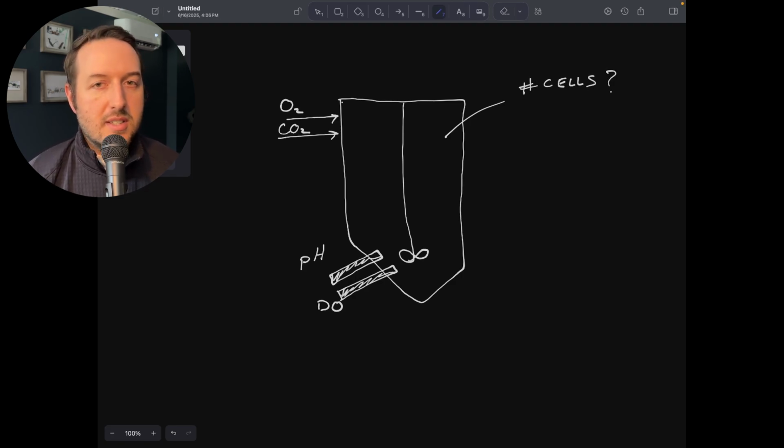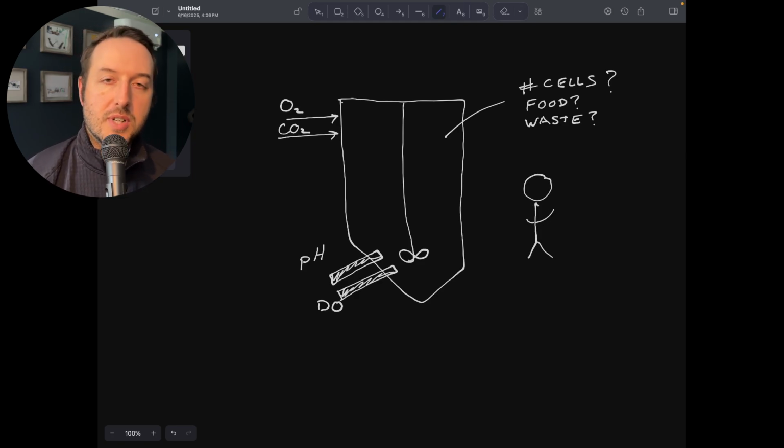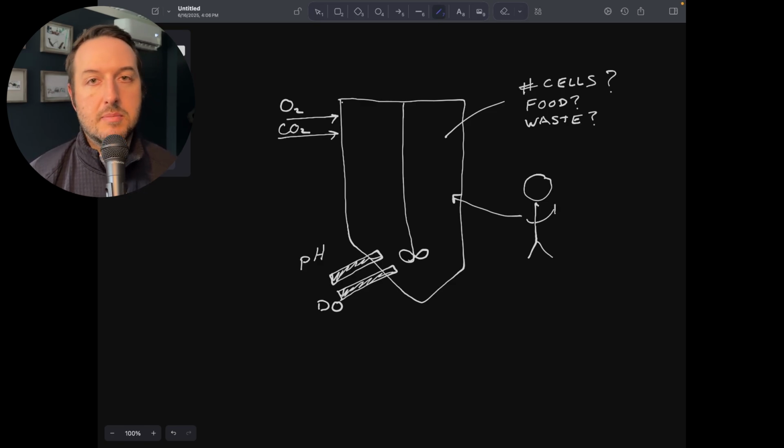But how do you know how many cells are in the bioreactor? Or how much food is available for the cells? Or how much waste they're producing, which might indicate cell stress? To answer any of these questions, we have to take a sample of the bioreactor and we have to run it on an at-line piece of equipment. Maybe it's a ViaCell, maybe it's a Flex 2.